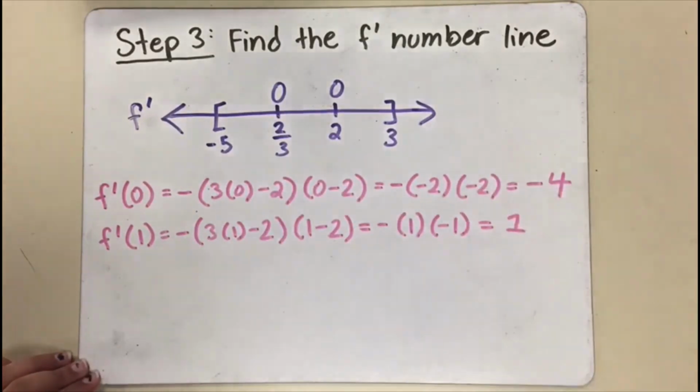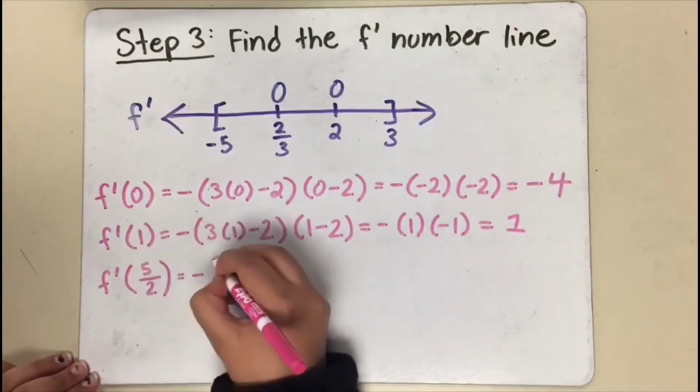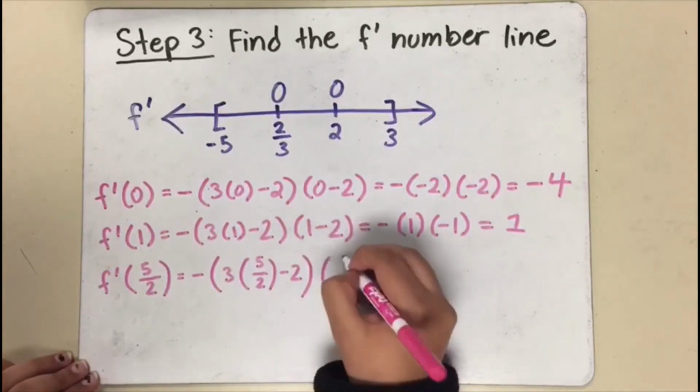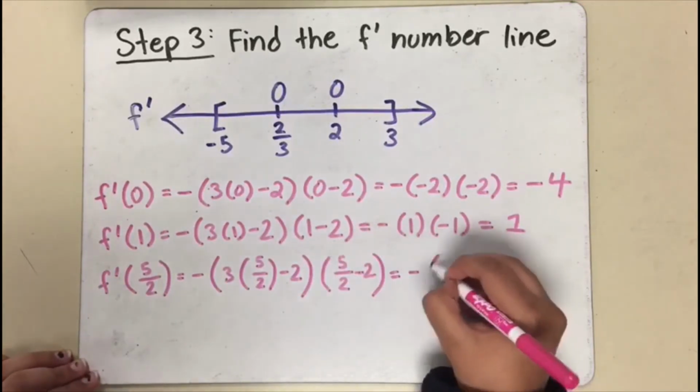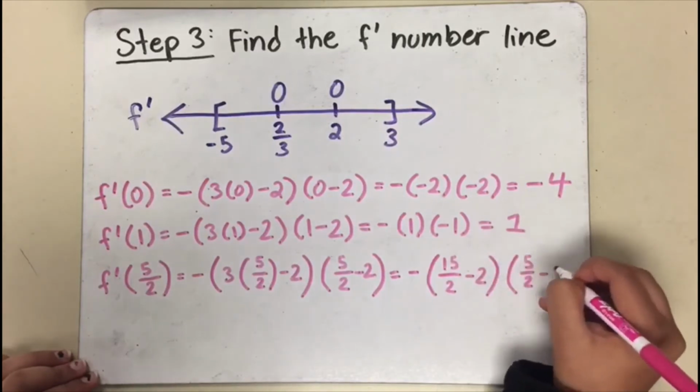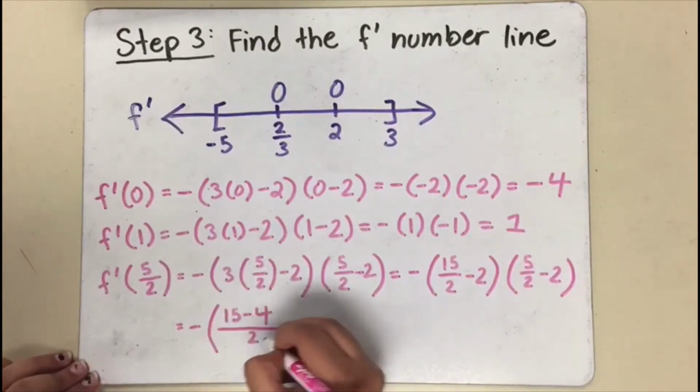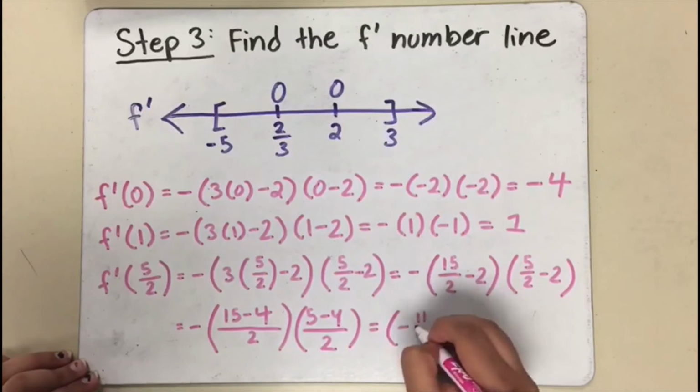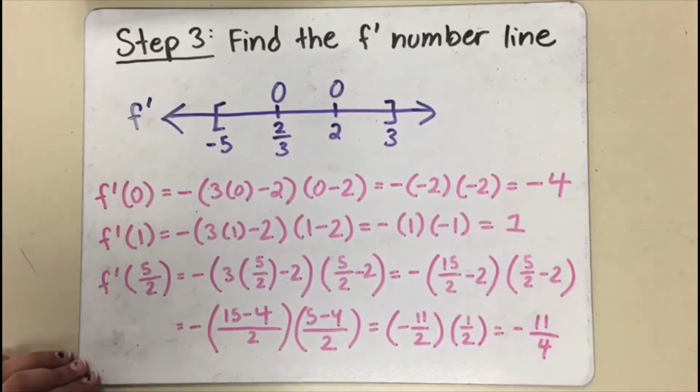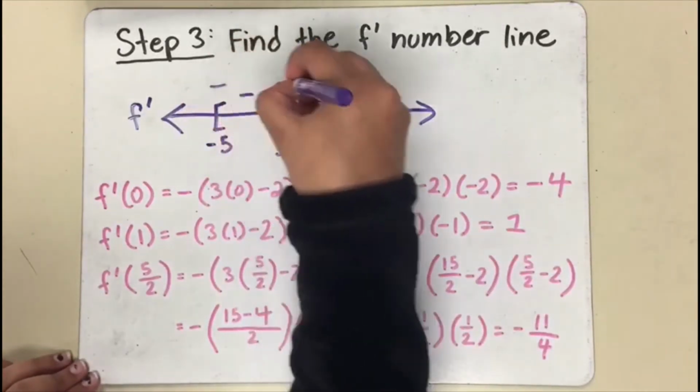Since f prime of 0 and f prime of 5/2 are both negative, the derivative of f is also negative over the interval -5 to 2/3 and the interval 2 to 3. Since f prime of 1 is positive, the derivative of f is also positive over the interval 2/3 to 2.